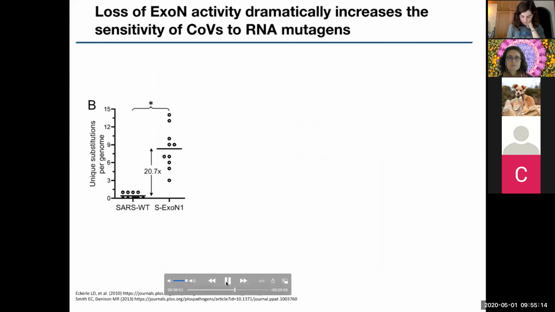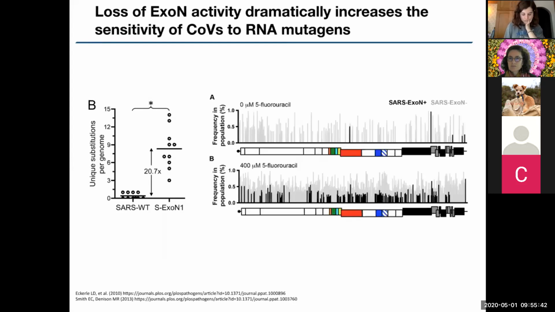Indeed, in SARS coronavirus, if this exonuclease gene is mutated and then the number of substitutions or mutations that occur during replication of the virus is measured, you can see from this graph that compared to the wild-type virus, there's more than a 20-fold jump in the mutational frequency in the virus lacking this ExoN activity.